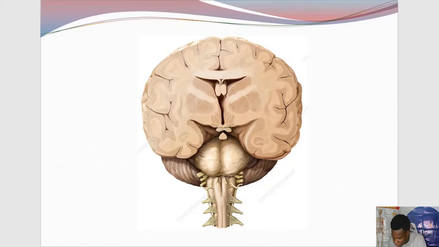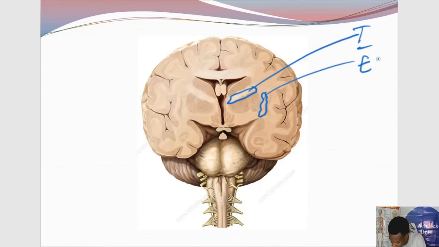And then finally, what is this? This is the internal capsule, right? How about this white band of matter right here? Remind me what it is. If this is the internal capsule, then certainly this is your external capsule.